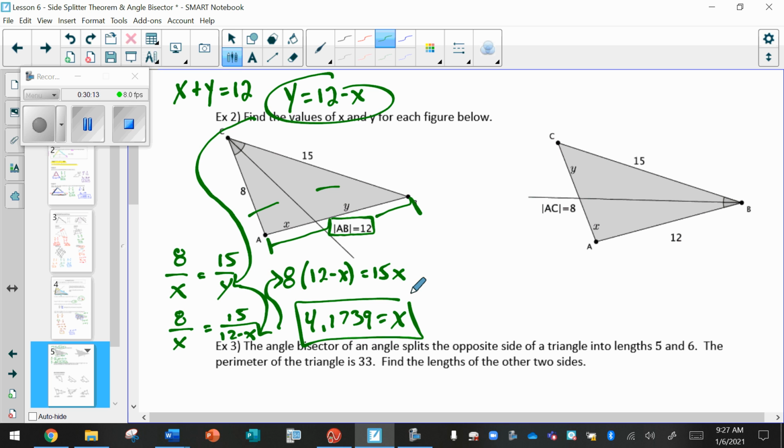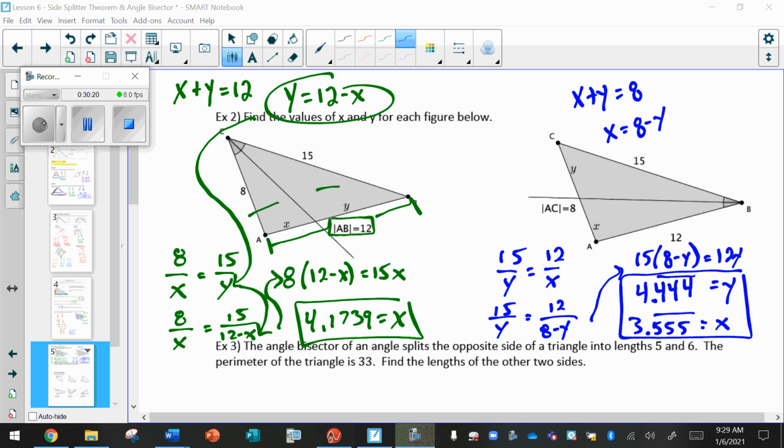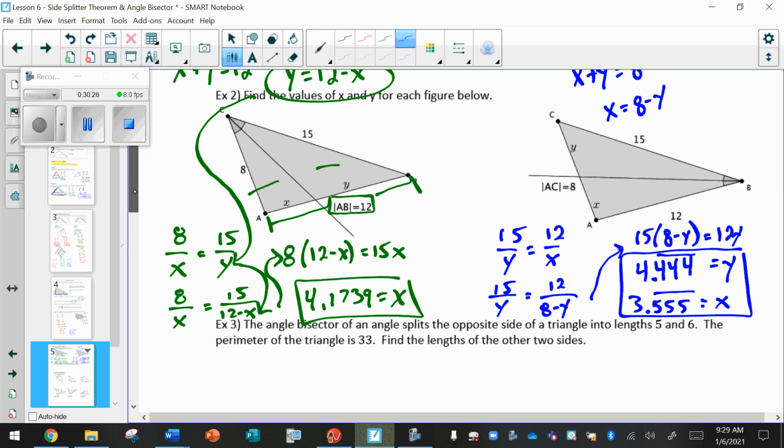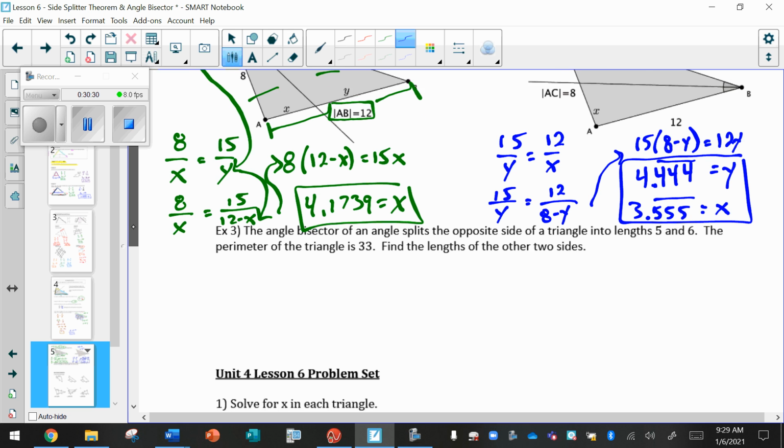So pause it, solve for x and y here, and we'll see if you get it right. So if you came up with 4.4 repeating for y and 3.5 repeating for x, then you nailed it. If you need to pause it and see why or how I got that, go right ahead.